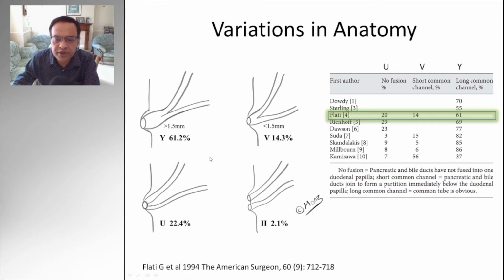The relative prevalence of these 4 variations are 61.2% for Y, 14.3% for V, 22.4% for U and 2.1% for the double-barrel configuration, and these figures are derived from a study by Flatti et al. in 1994 when they looked at approximately 100 pathological specimens of the duodenum.